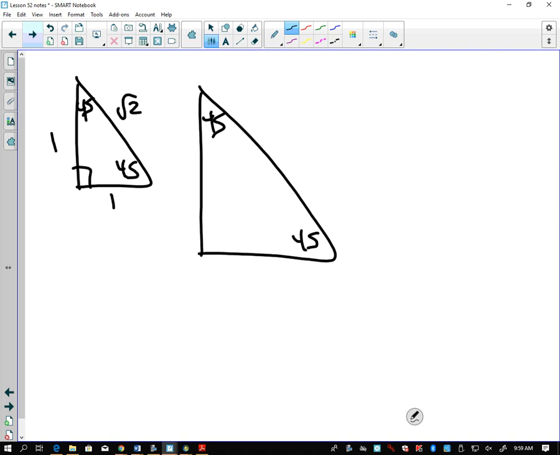All right, let's say I'm looking at this 45, because remember, similar triangles are proportional, correct? So let's say I know that this side has a length of 2. Then what is the length down here? 2. Then what is the hypotenuse?